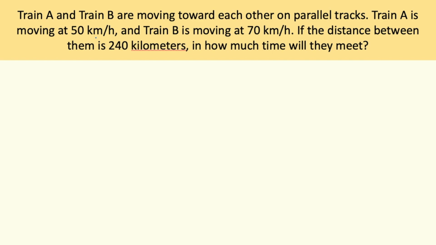Train A and train B are moving towards each other on parallel tracks. So there is a parallel track on which both the trains are moving. Train A is moving at 50 kmph and train B is moving at 70 kmph. If the distance between them is 240 kilometers, in how much time will they meet? If this is the current point of train A, and this is the point of train B, the distance between them is 240 kilometers.